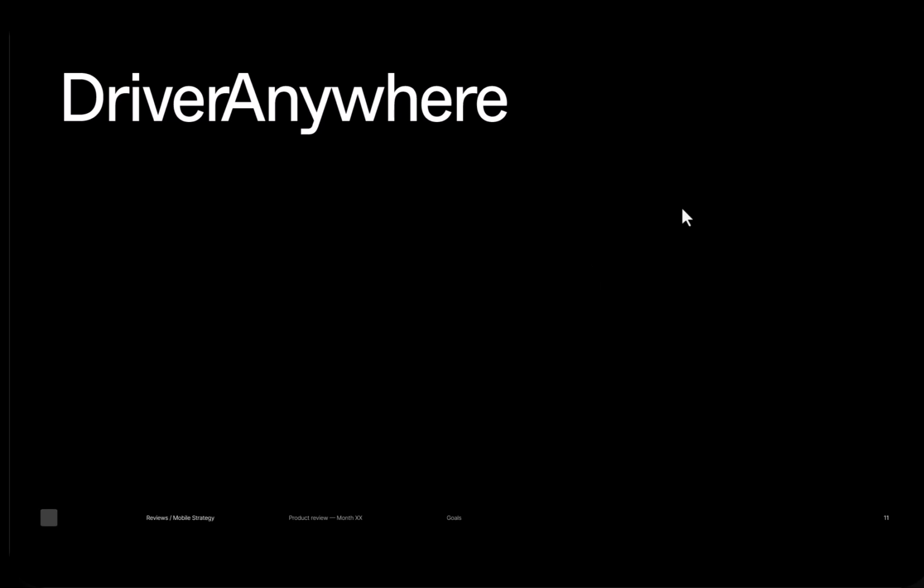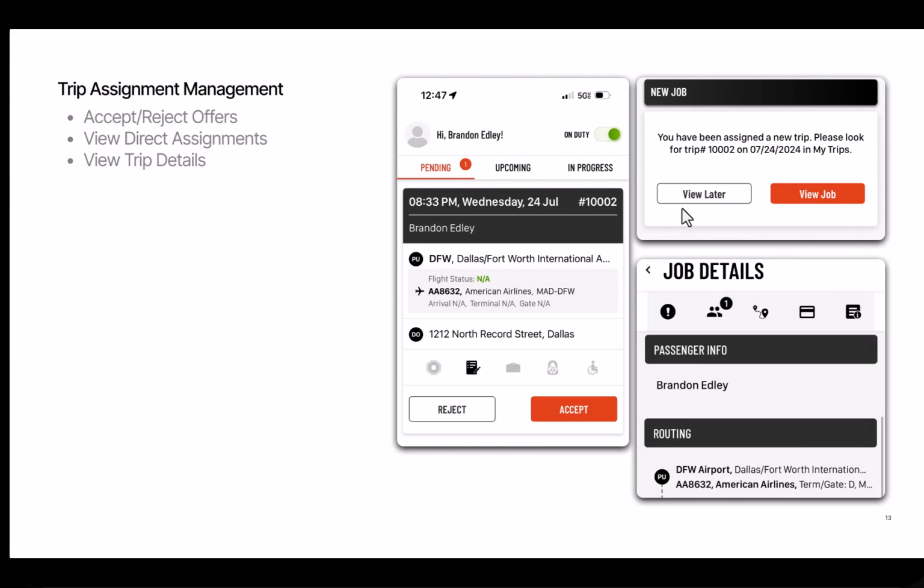So now we're going to talk about DriverAnywhere. DriverAnywhere allows chauffeurs to manage their trip assignments. So what you can see here is, we have 3 tabs: pending, upcoming, and in progress. This is sort of filters for the state that the trips are in for the drivers. So if you require your drivers to accept or reject trips, then they'll come in on the pending tab, and the driver can sort of observe what the trip is, get the pickup or drop off, and decide to accept or reject.